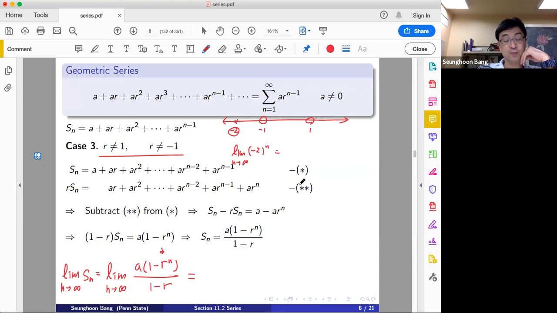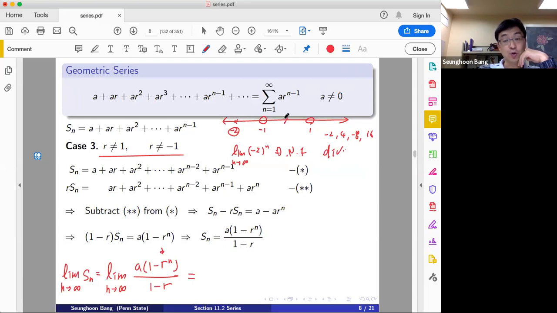What is the answer? Yeah, it diverges. Is it right? Diverges. Yes, diverges. What is negative 2 to the n like? You can plug in 1, negative 2. You plug in 2, 4. Negative 8, 16. What's that? Oscillating infinitely many times. The limit does not exist, so it is divergent.